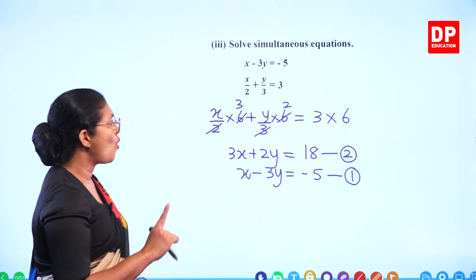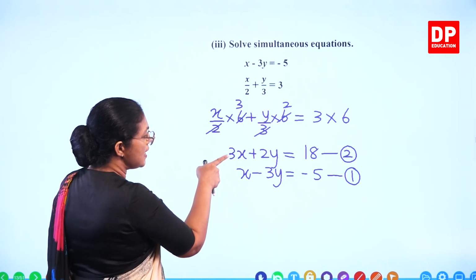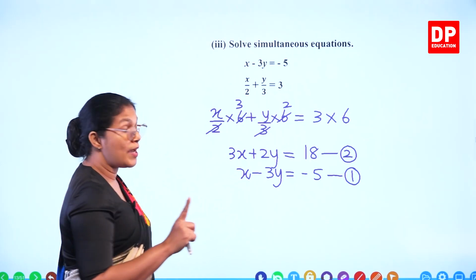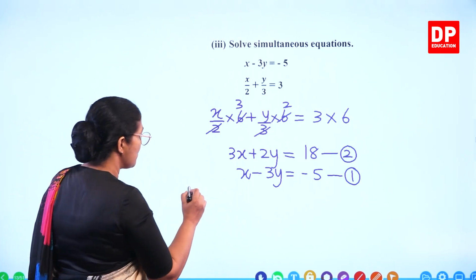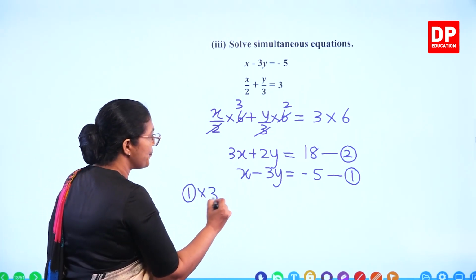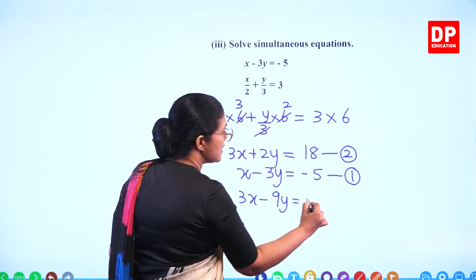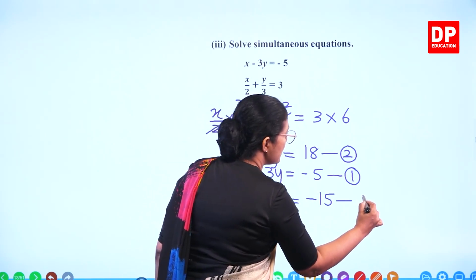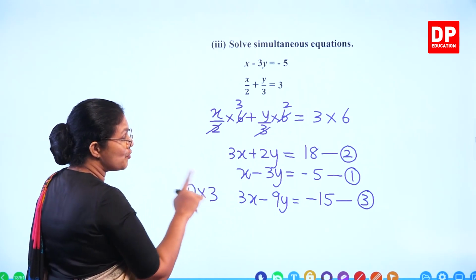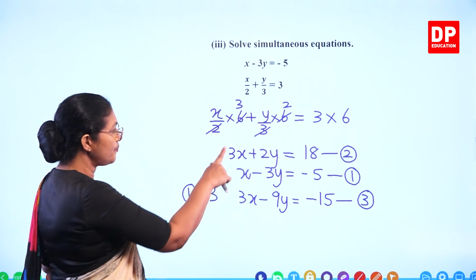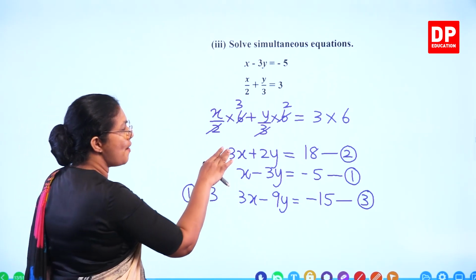Now check the coefficients. Coefficients are not the same. So you have to convert to the same thing. When you multiply equation 1 by 3, you get the same coefficient for x. So let's multiply the first one by 3. 3x minus 3 times 3, 9y equals 3 times 5, minus 15. That's our third equation. Now you can subtract the 2 equations. Why? Same coefficient, same sign. To get rid of that variable, you have to subtract.